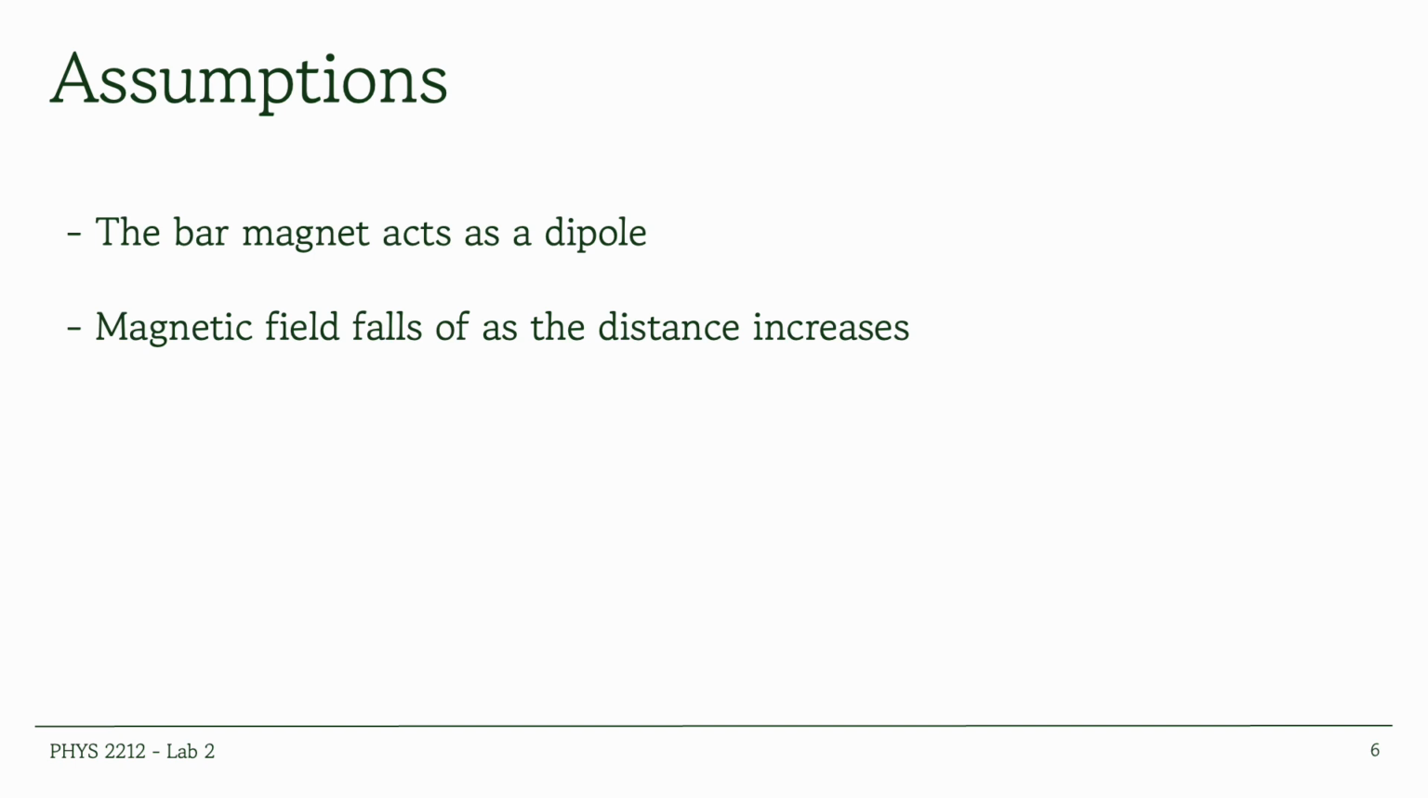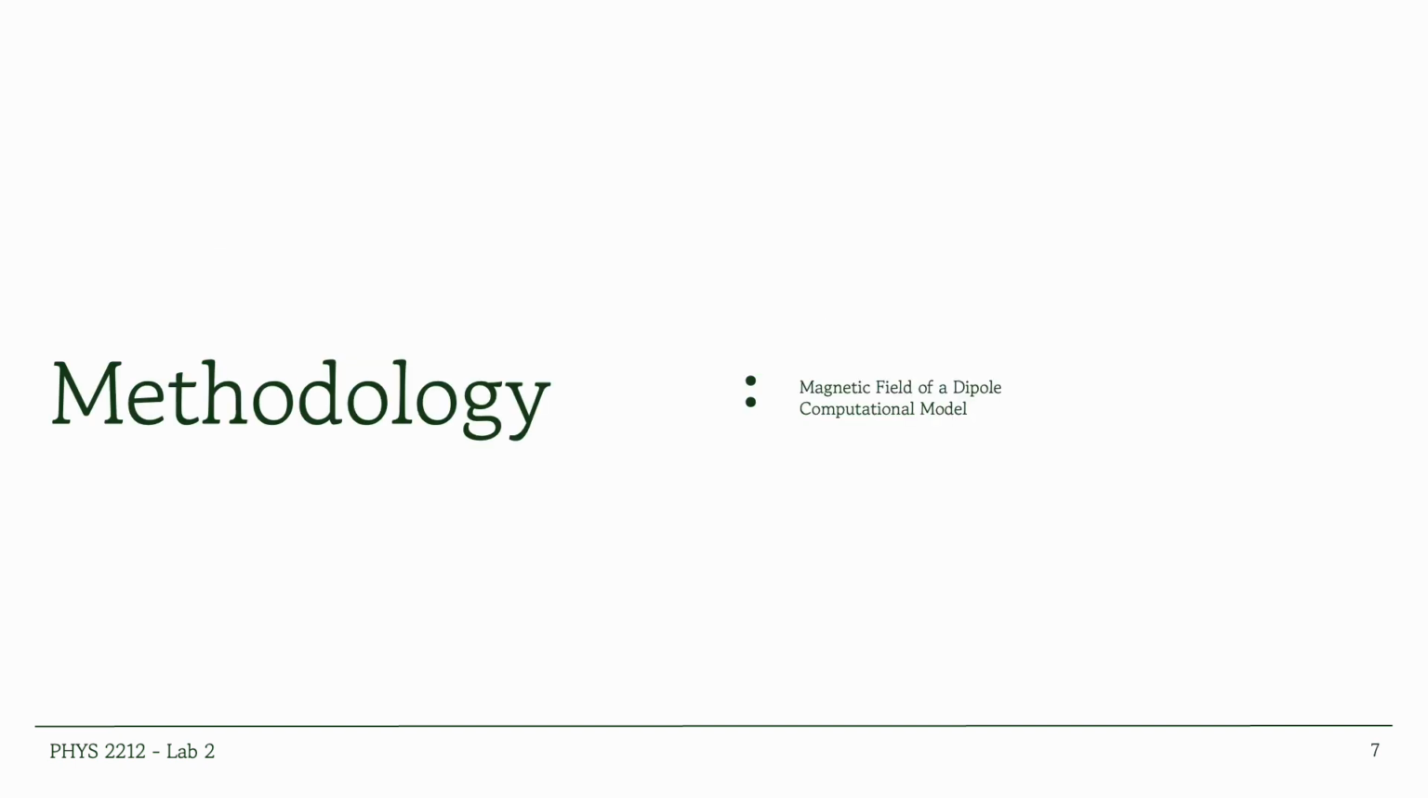The two assumptions made during this lab were firstly that the bar magnet acts as a dipole, and second, that the magnetic field falls off as the distance increases, as shown by that distance dependence equation. So now we'll go through the methodology.